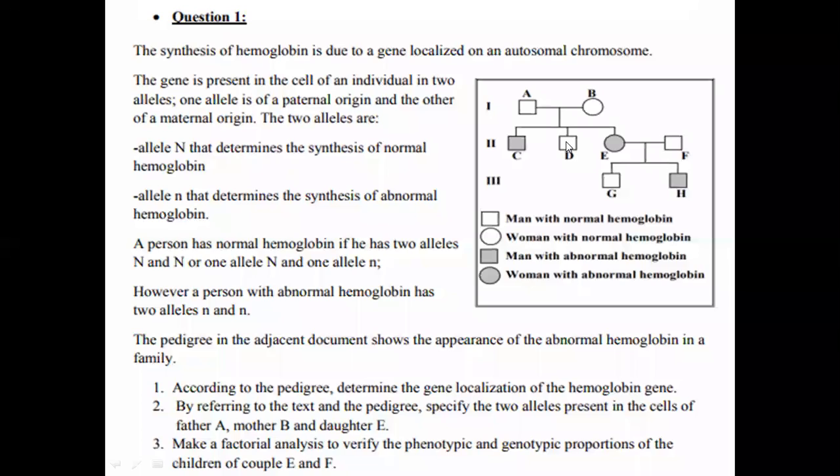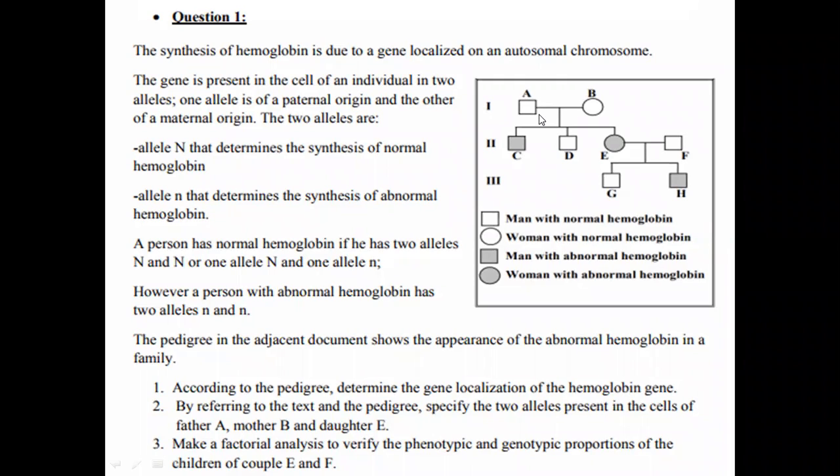So maybe in the exam I'm going to tell you to specify the genotypes of all the family members. I don't do C separately, and E separately, and H separately, especially if it's autosomal. I do C with E and H, all of them together. So the genotype of C, E, and H is n small n small, since they have abnormal hemoglobin and the allele is recessive with respect to the normal dominant allele.